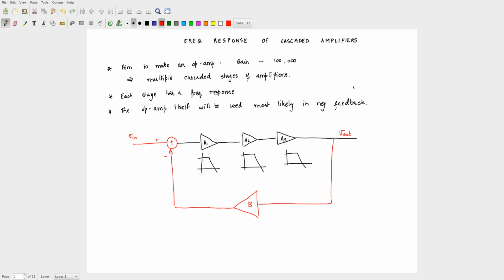So this is the idea, and what we basically want is to find out what is V out by V in. And the important thing about V out by V in that we want to find out is where are its poles? Where are its poles and zeros? And we have to then comment on its stability. That's basically the goal of what we are trying to do.